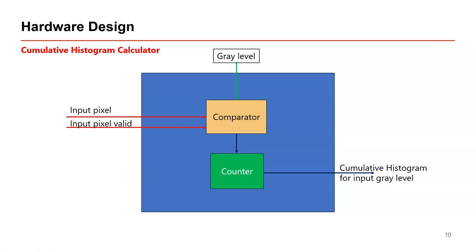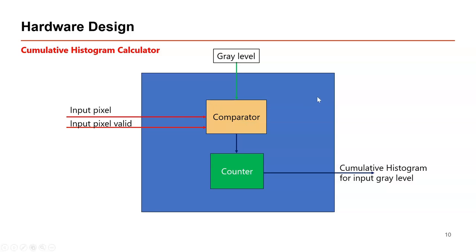Now we will look at the basic hardware implementation, how it can be done. So we will be having a bottom-up approach. We will be building small modules for doing particular operations. Then we will be combining them to get the entire image processing. The first module that we will be developing will find a cumulative histogram at a single gray level.